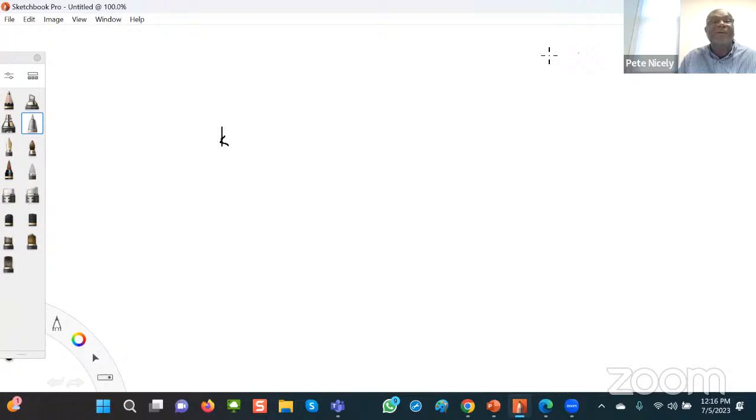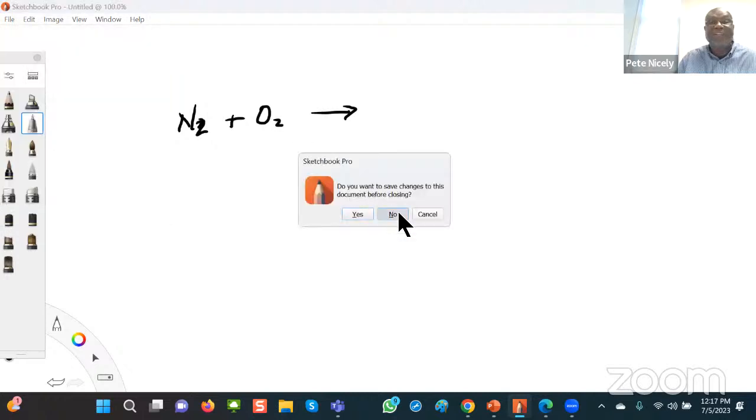Okay, so the question says you're to show that the mechanism is consistent with a particular rate law that has been established experimentally. So the first thing I would identify is the rate determining step. The rate determining step, I'm just going to rewrite it here. It's N2 plus O2 to give, oh, I'm sorry. That's not it. What am I doing? I'm looking at something else.